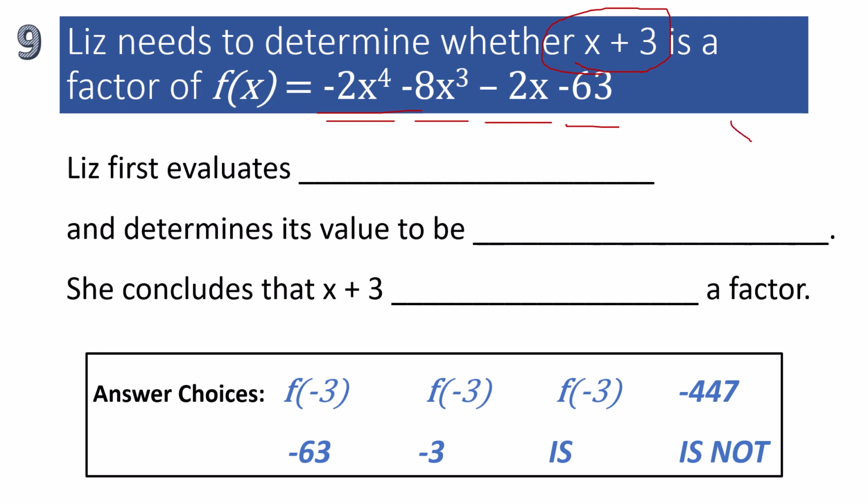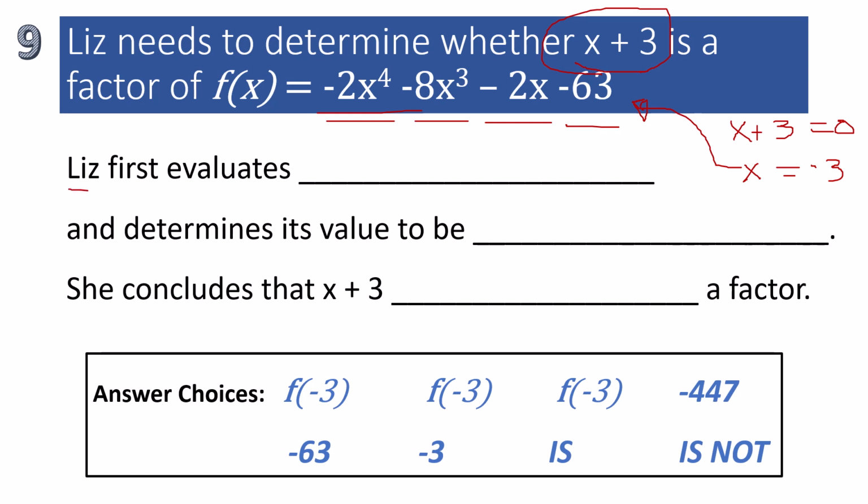So what we do is we take this x plus 3, set it equal to 0, solve for x, so we're going to be using x as negative 3, and we're going to be plugging it back into this function. If we get 0, then it's a factor. It's a solution. If we get anything other than 0, it's not. Meaning that if we divided it into that function, we would have a remainder. So it would not be a factor.